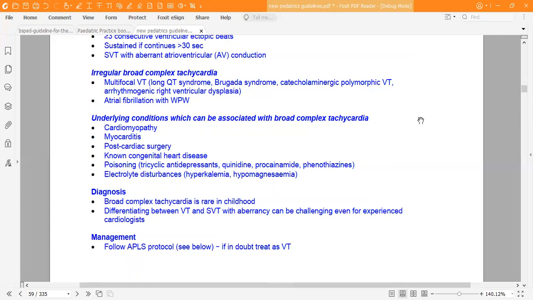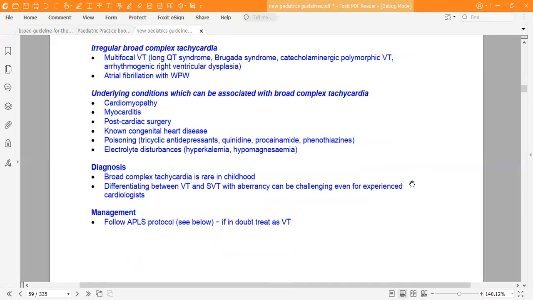Underlying conditions which can be associated with broad complex tachycardia could be cardiomyopathy, myocarditis, post-cardiac surgery, known congenital heart disease, poisoning, for example, tricyclic antidepressant, quinidine, procainamide, phenothiazine, and electrolyte disturbance, whether hyperkalemia or hypomagnesemia. So all of those may be associated with a broad, wide complex tachycardia.